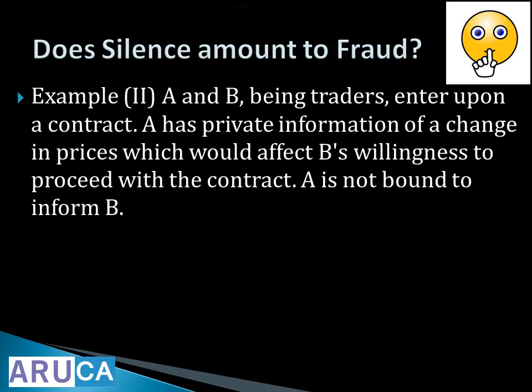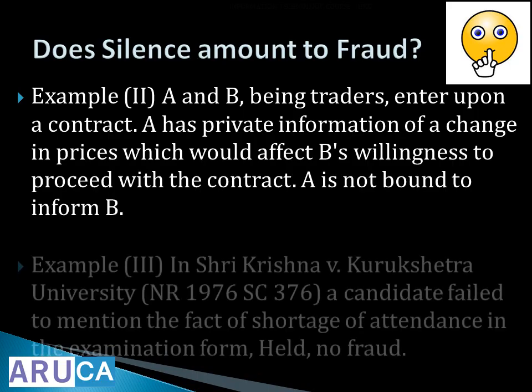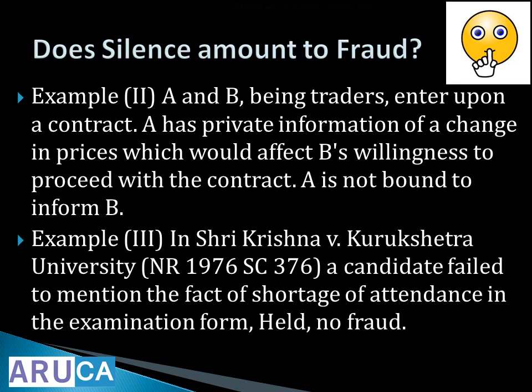A and B, being traders, enter upon a contract. A has private information of a change in prices which affects B's willingness to proceed with the contract. A is not bound to inform B. Means what? Both are traders, right? Both of them can find the same information.